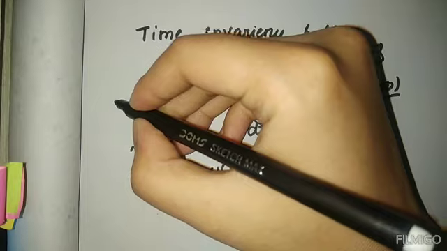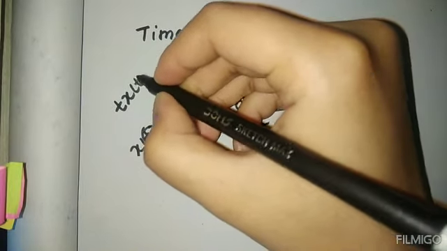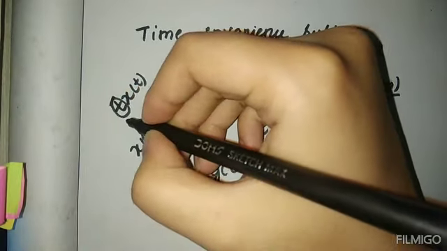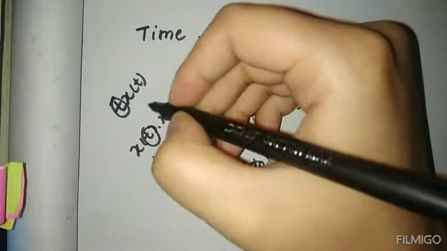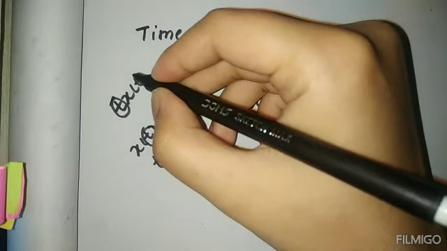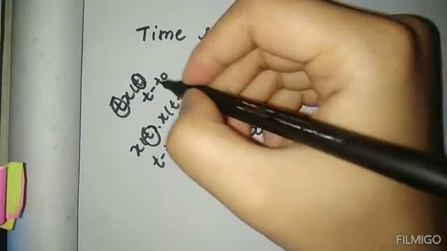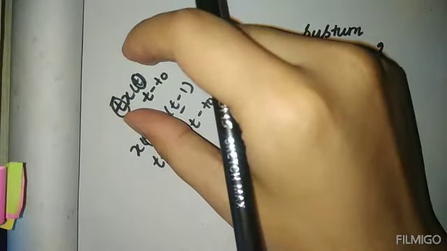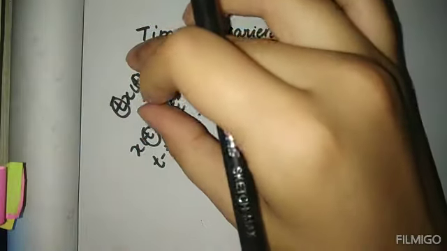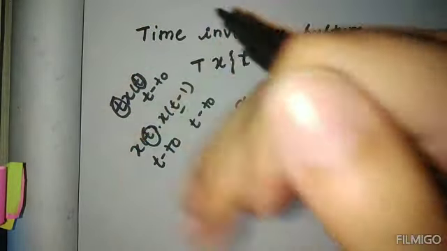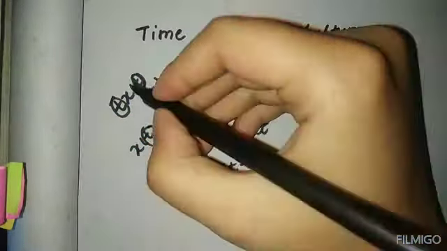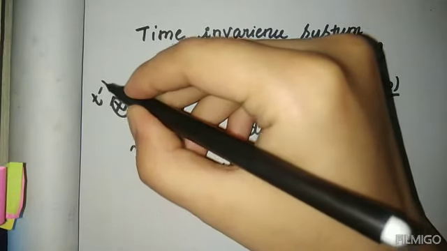But in the case of T of x of t, what happens? You neglect this t for the transformation of x of t minus t naught, and what you do is you just take this particular t into consideration and you subtract minus t naught, right? This is the thing. And when you take y of t minus t naught, you consider this t also there and you do t minus t naught.